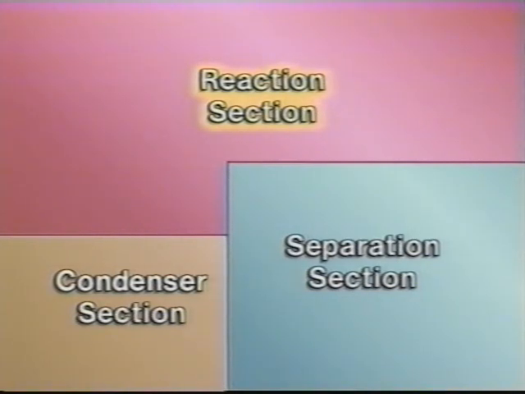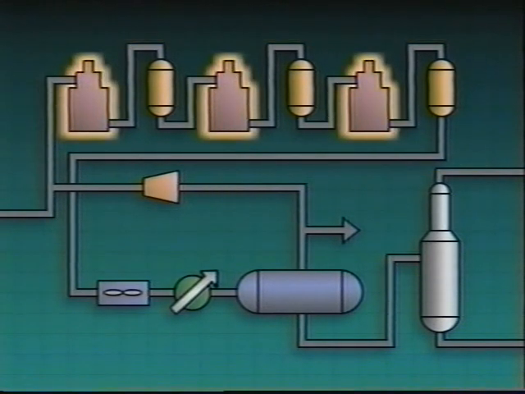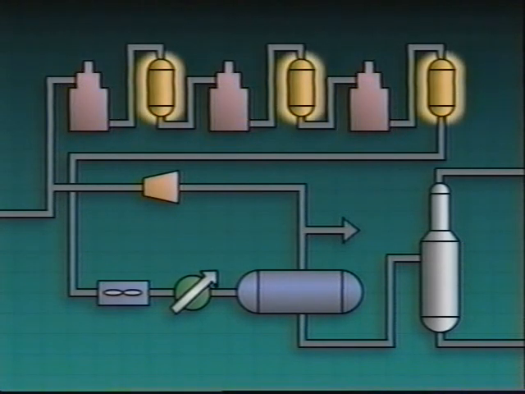We'll call this the reaction section, this the condenser section, and this the separation section. The reaction section consists mainly of furnaces and reactors. The furnaces heat the charged material to the proper reaction temperature. In the reactors, the reforming reactions occur, which convert the feed material into a higher octane product.